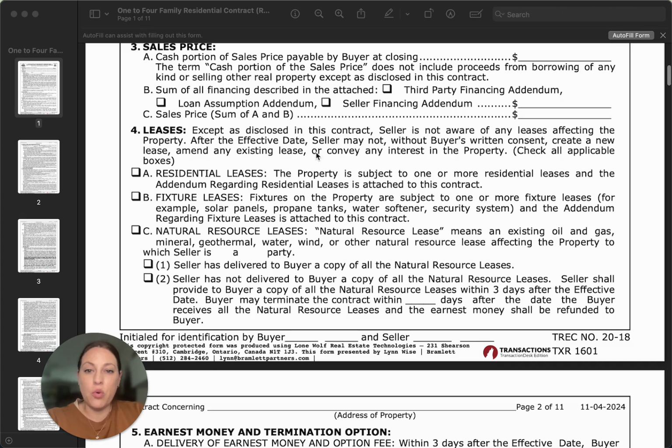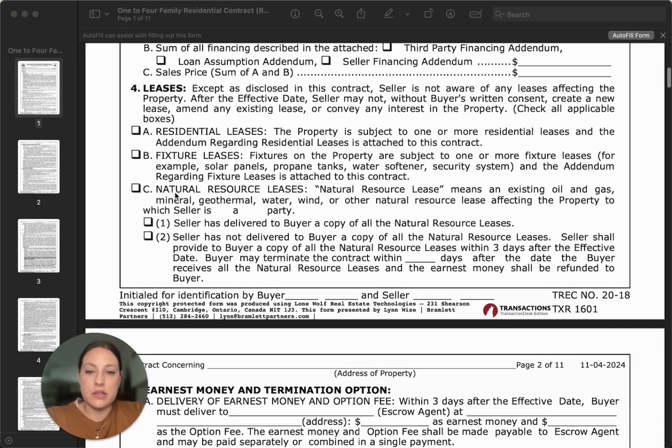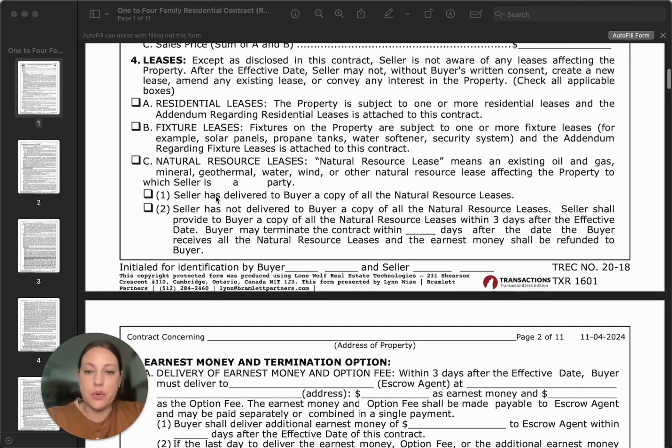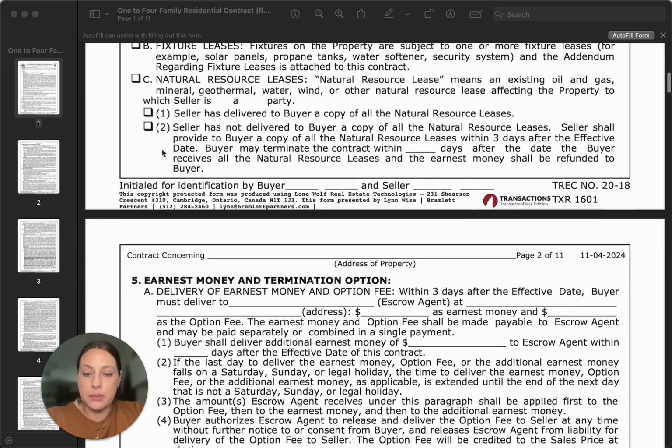All right, section 4, leases. We've got residential leases. That's what you think about if you've got a tenant in place. And then fixture leases are things like solar panels, anything that would be affixed to the house, that's a part of the house, but that is leased by the seller. And then in Texas, of course, there are natural resources leases, which would be all sorts of things when you get into the more rural areas, mineral rights and things like that. So it doesn't come up too much in the city.